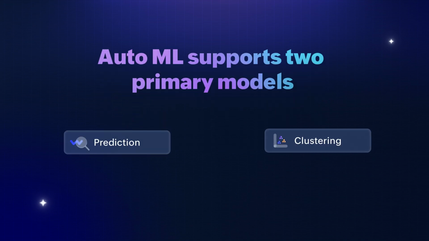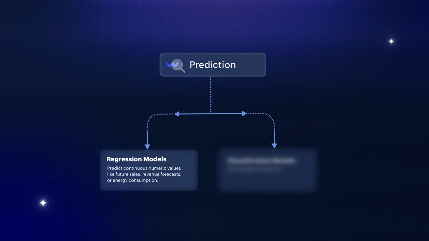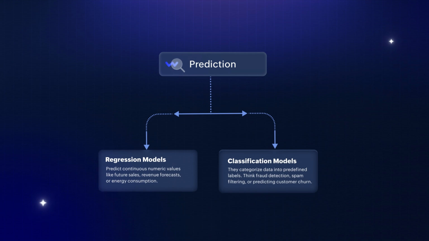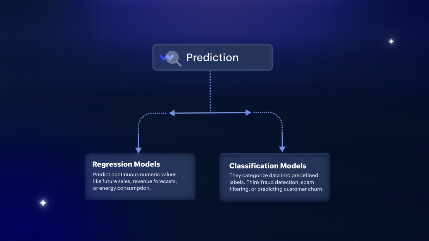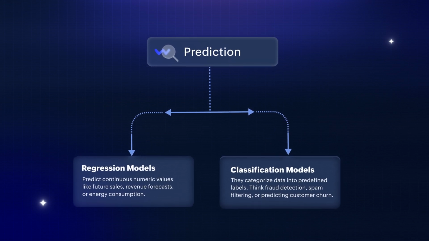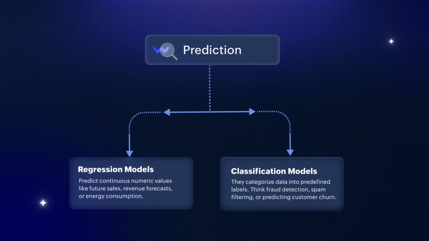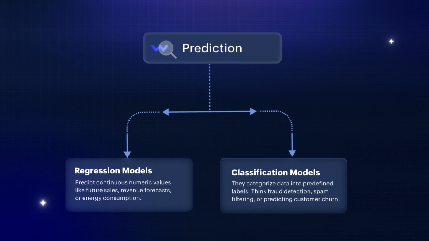Prediction models are supervised ML models used to forecast future outcomes and trends based on historical data. This model has 2 submodels: regression and classification. Regression models predict continuous numeric values like future sales, revenue forecasts, or energy consumption. Classification models categorize data into predefined labels. Think fraud detection, spam filtering, or predicting customer churn.